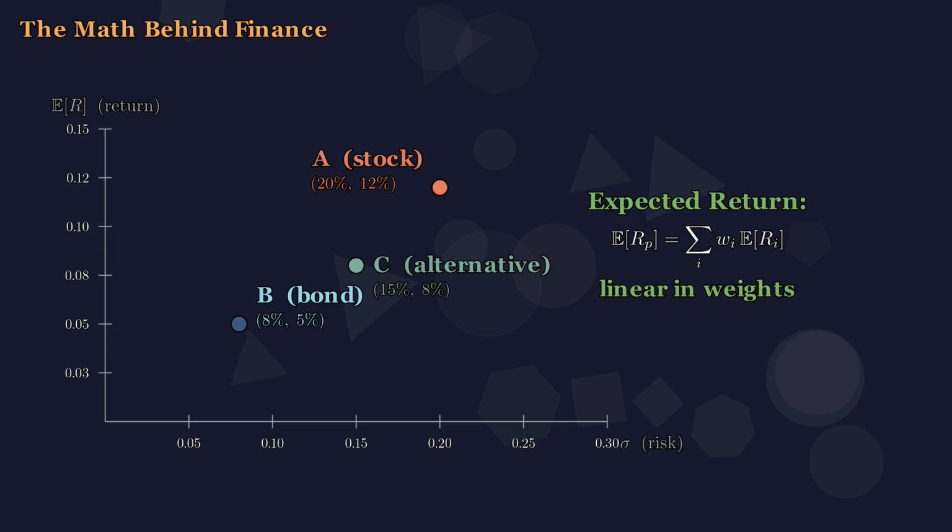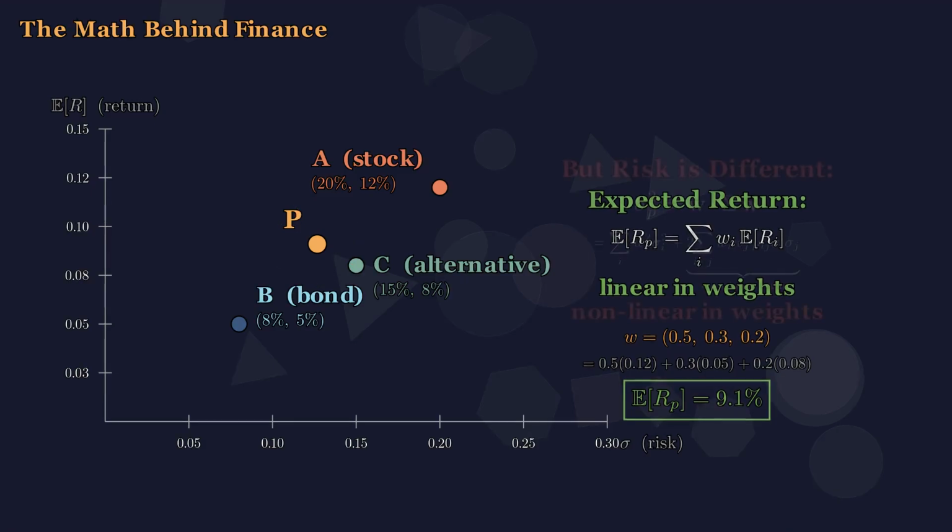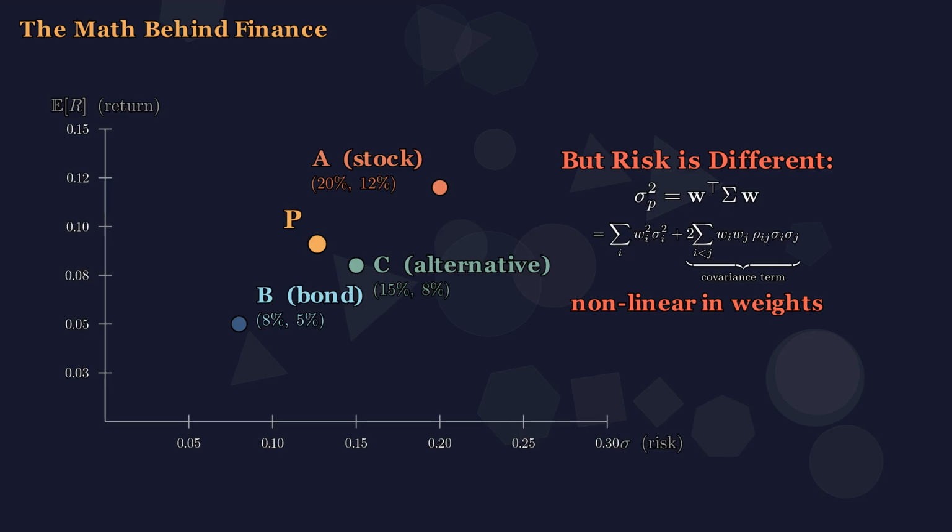Now mix them together. The expected return of the portfolio is a simple weighted average: 50% A, 30% B, 20% C. Expected return: 6% from A, 1.5 from B, 1.6 from C, 9.1%. The portfolio sits right there. Here's the key insight: expected return is easy, just a weighted average, always, linear, predictable. But risk? Risk is where the magic happens. But risk is different. You cannot just average the volatilities.